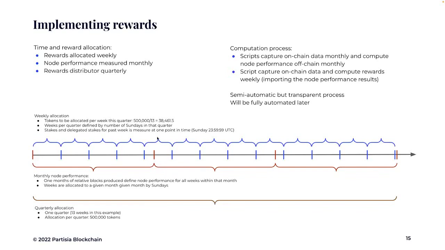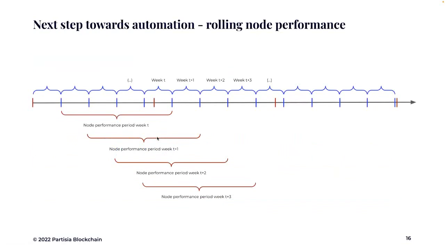All right, with that, I will talk a little bit about how we also automate the node performance. That is now done manually. We extract all the blocks produced and we compute the numbers in a simple R script and get the scores that way. We'll soon move into doing this weekly.